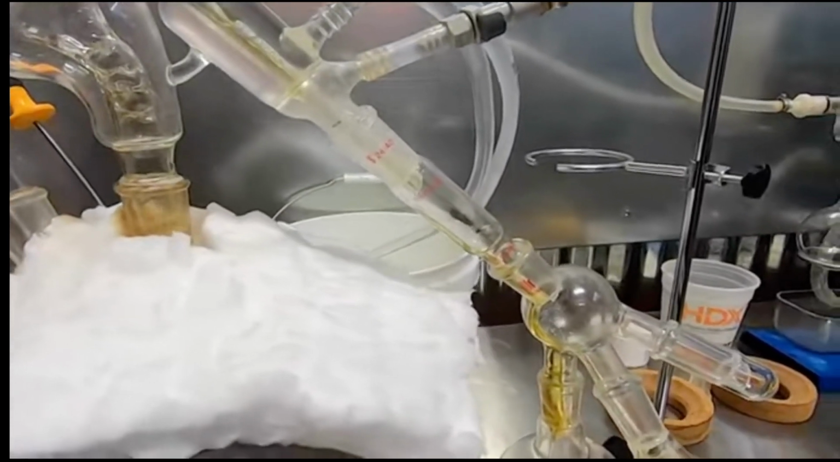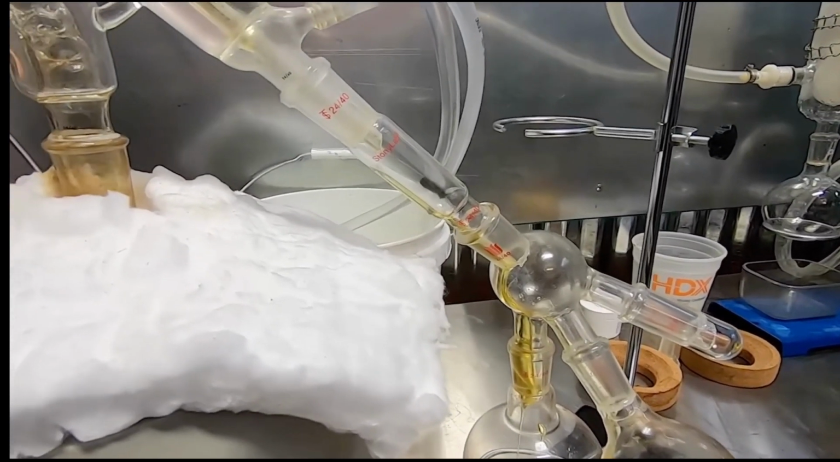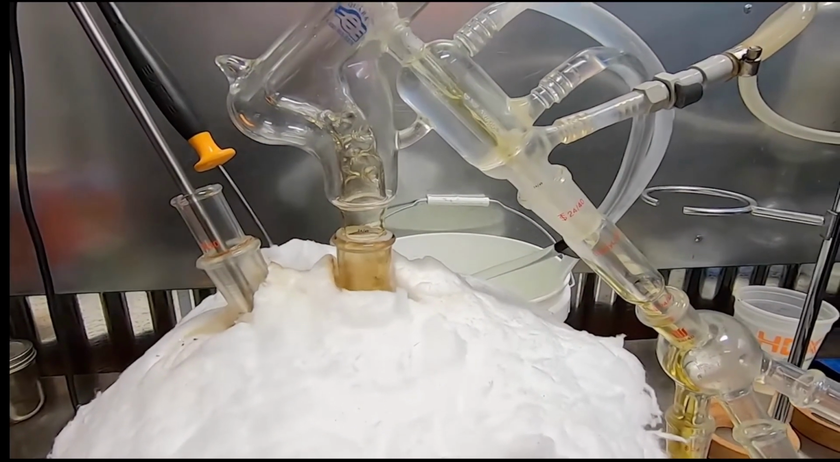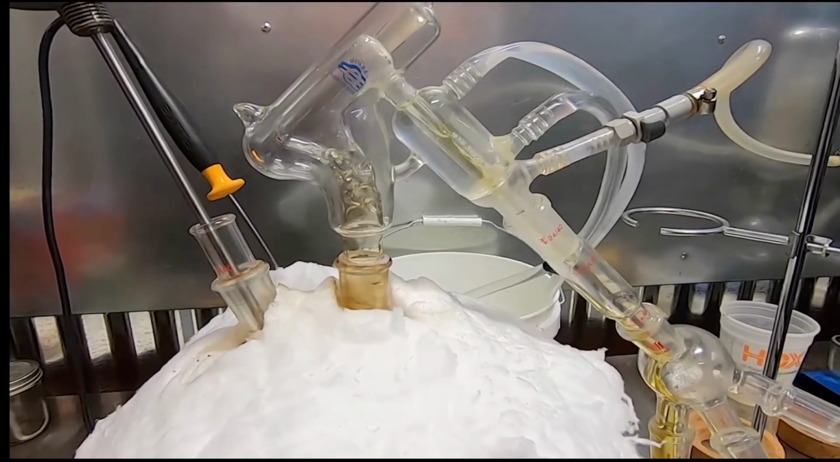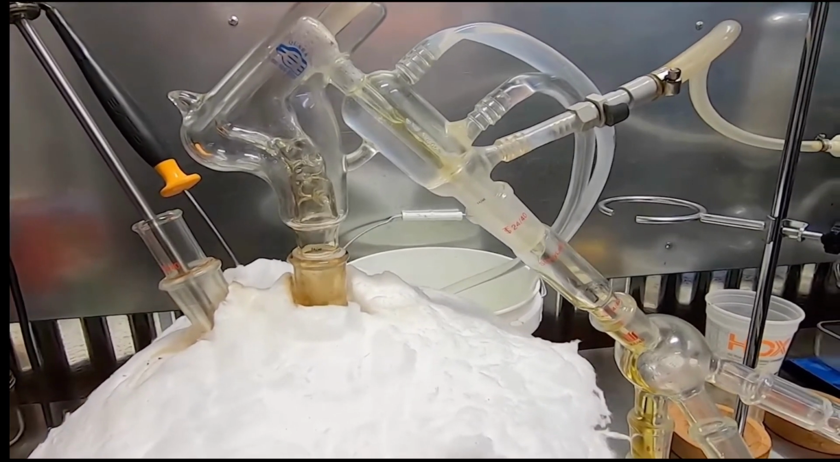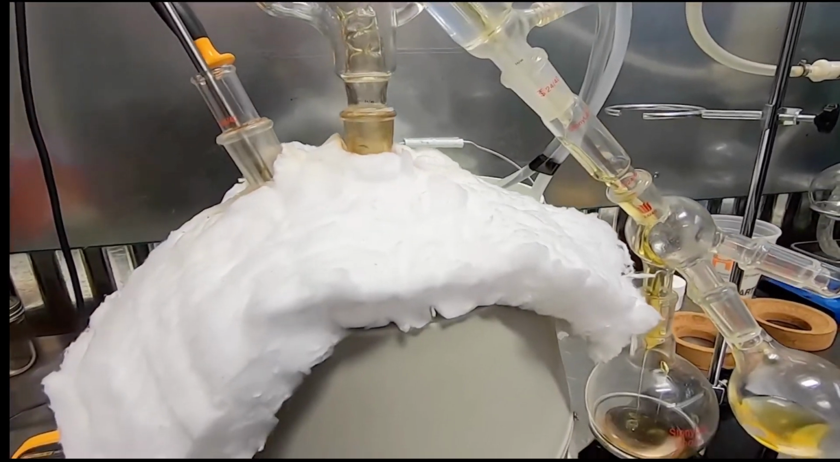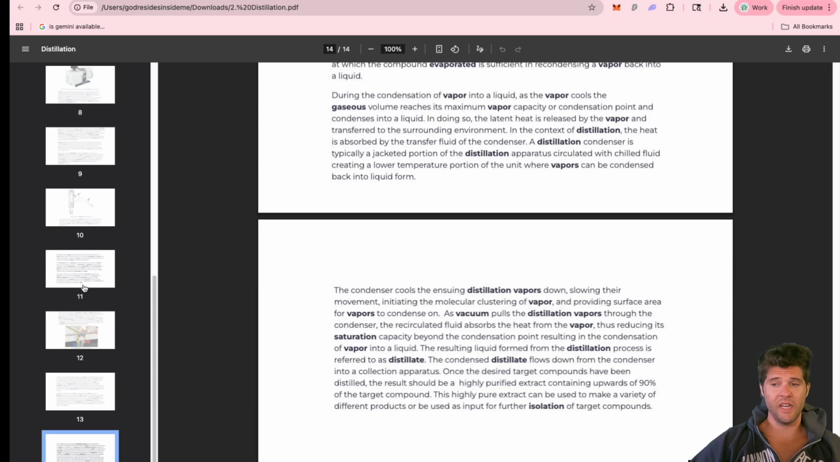Solvent recovery, right? In any distillation process, it would be referred to as distillate. Do not think of distillate as just some oil to be smoked. The condensed distillate flows down from the condenser into a collection apparatus. Once the desired target compounds have been distilled, the result should be a highly purified extract containing upwards of 90% if you're talking cannabinoids, and 98 to 99% if you're talking about solvents, of the target compound. This highly pure extract can be used to make a variety of different products, reused in your solvent recovery process, or used as an input for further isolation of the target compounds.